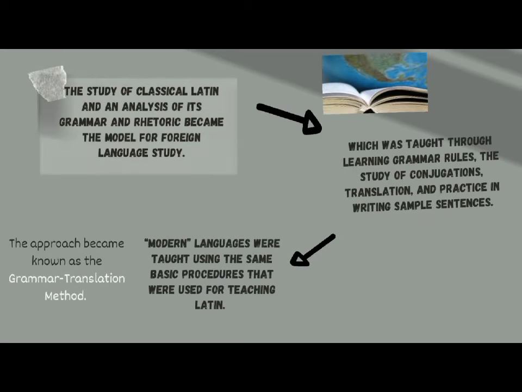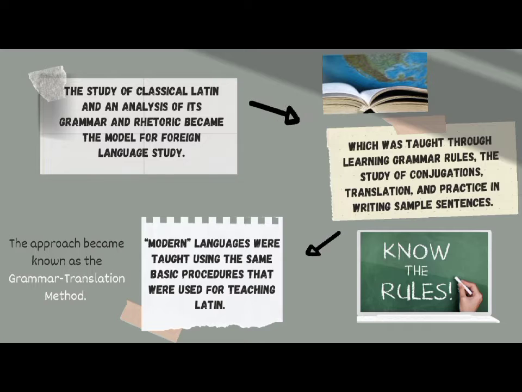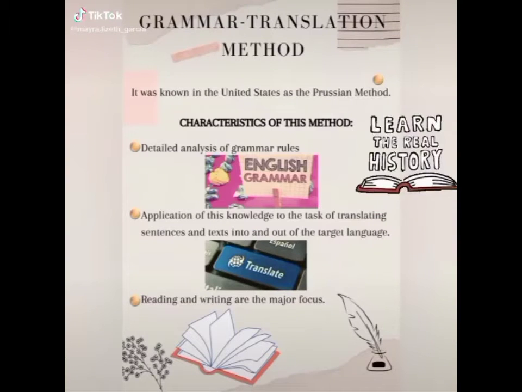The study of classical Latin and an analysis of its grammar and rhetoric became the model for foreign language study, which was taught through learning grammar rules, study of conjugations, translation, and practice in writing simple sentences. Modern languages were taught using the same basic procedures that were used for teaching Latin. The approach became known as the grammar translation method. The grammar translation method was known in the United States as the Prussian method.